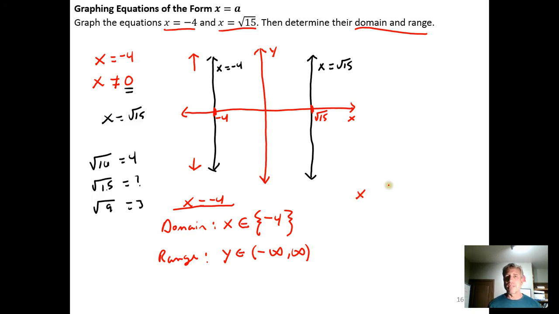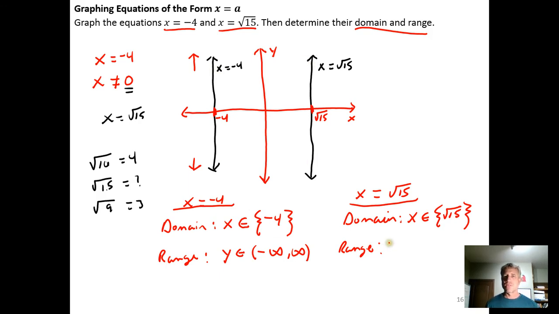And so we'll get something similar for x equal to the square root of 15. The domain for x equal to the square root of 15 is going to be x can only be the single number, the square root of 15, and that's all it can be. So set notation is appropriate, interval notation is not. The range is going to be the same as the range for x equal to -4. These two equations are going to the same place. So we'll say the range is an element of the interval from negative infinity to infinity.